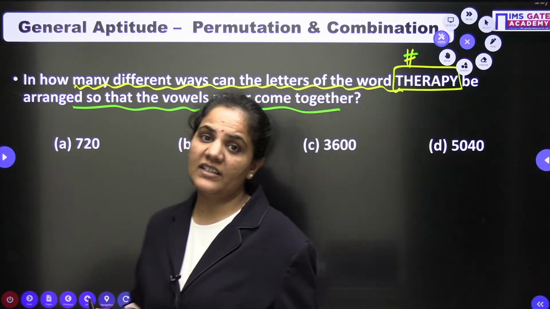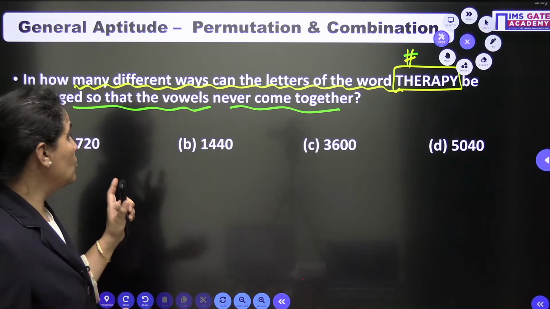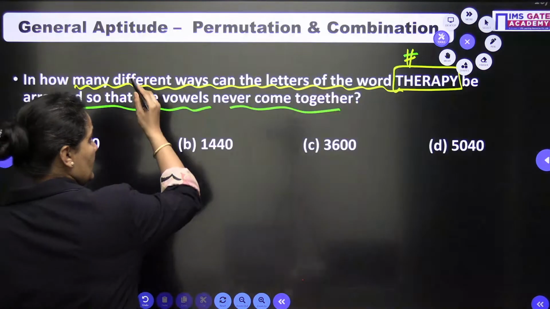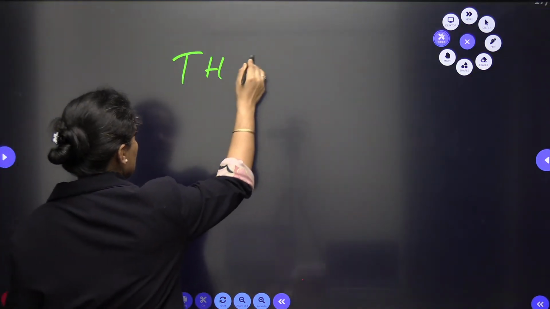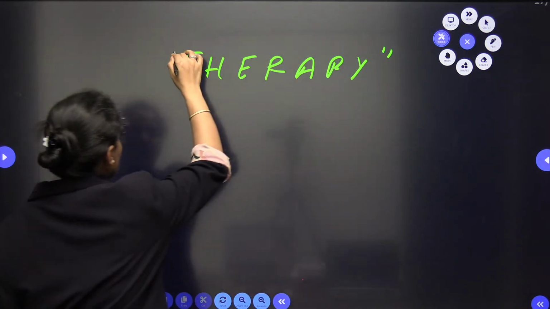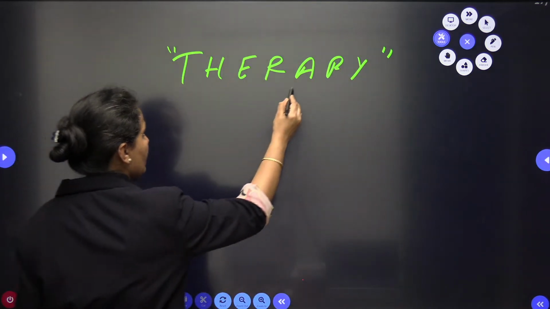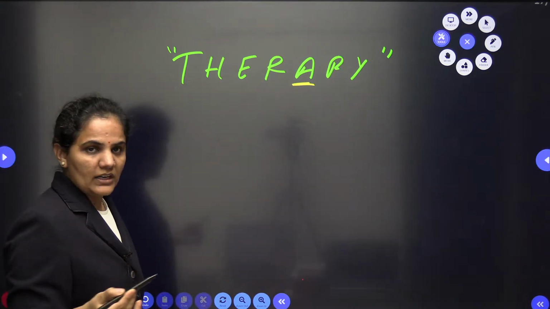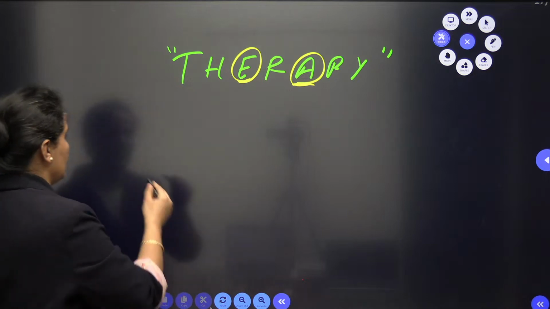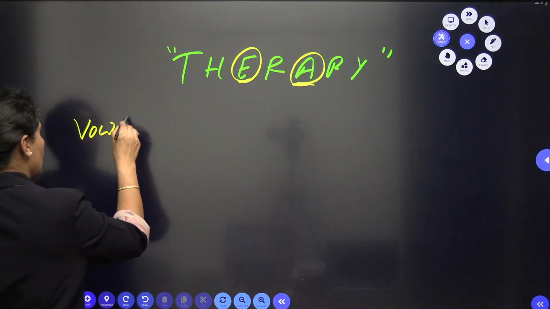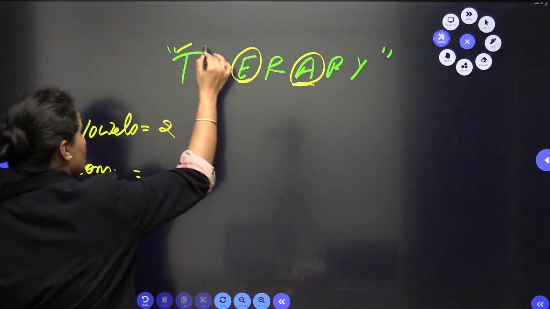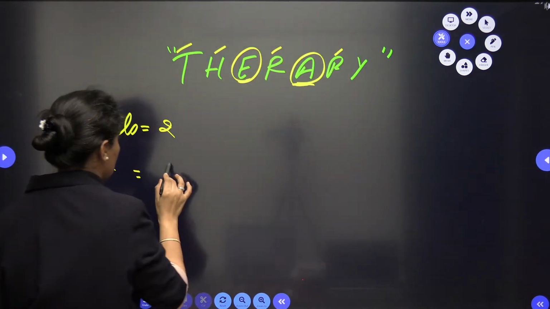Let's go for it. So here it is saying that no two vowels, or the vowels never come together. All right. So first of all, I will write down the word which is given to me, therapy, T-H-E-R-A-P-Y. So how many vowels are we having? A, E, I, O, U are the vowels. So this is a vowel and this is a vowel. We are having only two vowels here. So the number of vowels is 2 and the remaining will be consonants: 1, 2, 3, 4 and 5 consonants we are having.